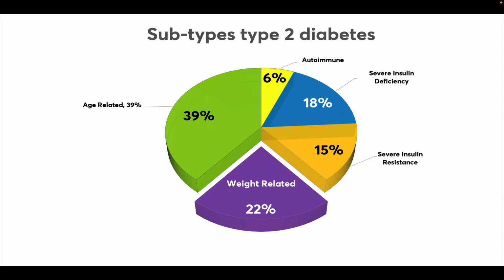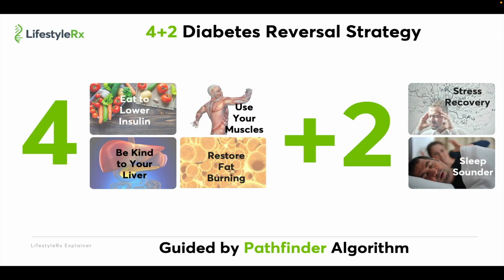So just to review, there are 5 subtypes of type 2 diabetes. The case we're reviewing today is weight-related, which makes up about 22% of type 2 diabetes. Age-related makes up 39%, autoimmune 6%, severe insulin deficiency 18%, severe insulin resistance 15%. And we've got case studies on all these subtypes.